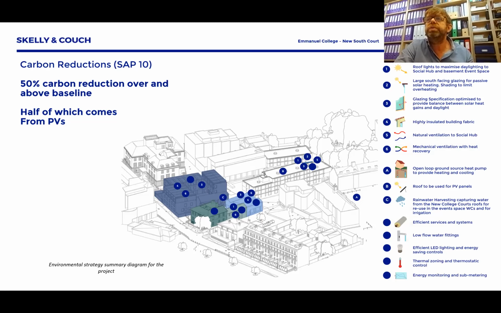So we've got light wells which provide ventilation to the car park, but also provide light to those subterranean areas. We're incorporating rainwater harvesting as well as solar PVs. And probably the most unusual aspect of this scheme is the ground source heat pumps, which we're just about to talk about.